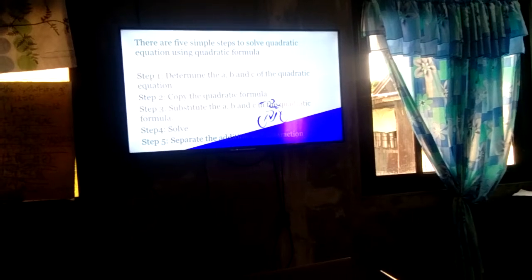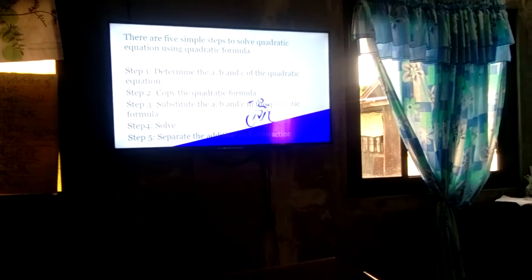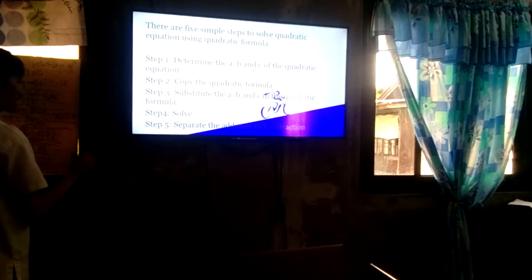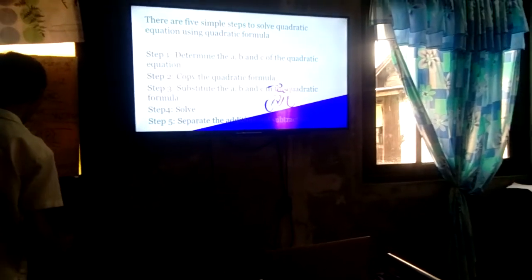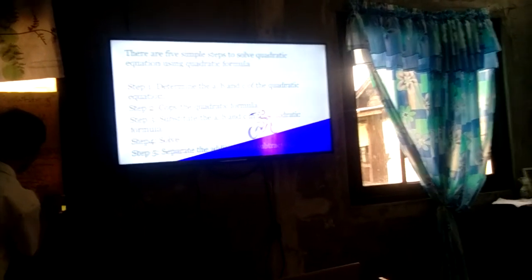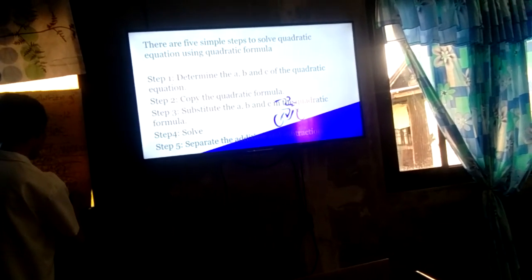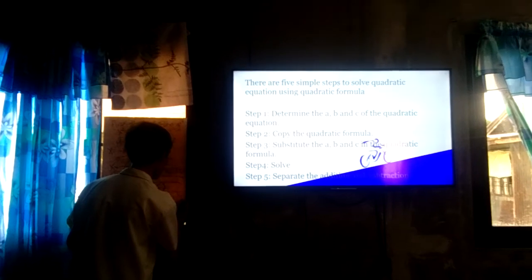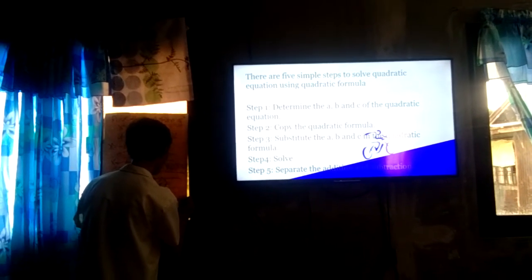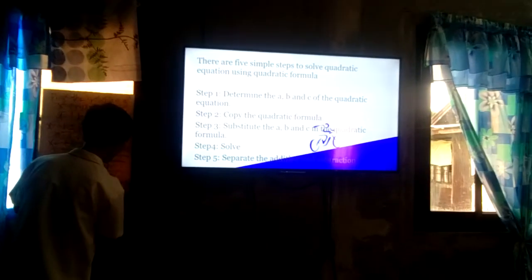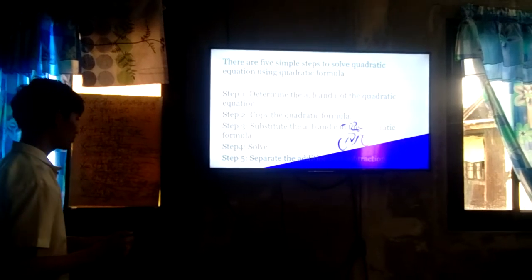Then what is the square root of 64? Okay, very good. 8. So we separate the addition and subtraction. The addition is 4 plus 8 divided by 2 equals 12 divided by 2 is 6. And then we solve the subtraction. 4 minus 8 over 2 equals negative 4 divided by 2 equals negative 2. The answer is 6 and negative 2.